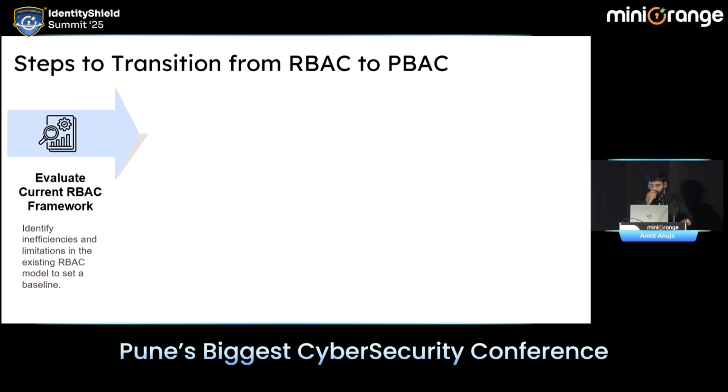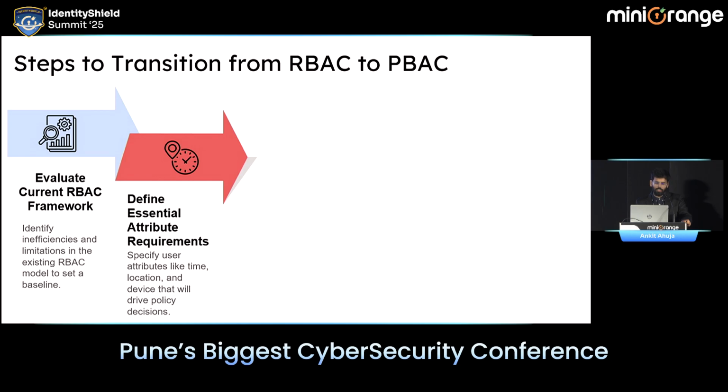So first, what you need to do is evaluate your current framework. What kind of access control are you doing? I mean, it changes from organization to organization, and you might have a very small set of access control you might be doing. So after that, you just need to define what attributes you need.